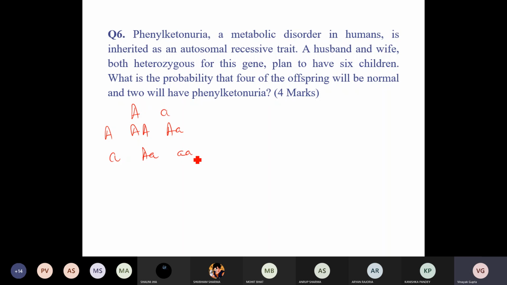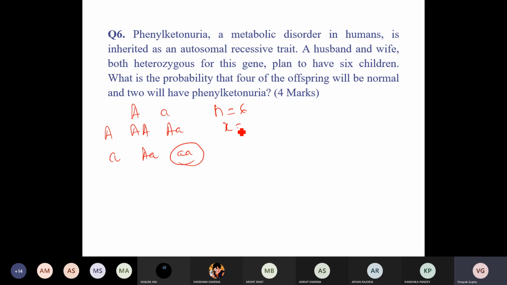And we know that it is a recessive trait. So that means only this offspring is going to have the disease, because we know that it is the recessive trait. Now they are planning to have 6 children, so n here is 6. And what is the probability that 4 of the offspring will be normal?